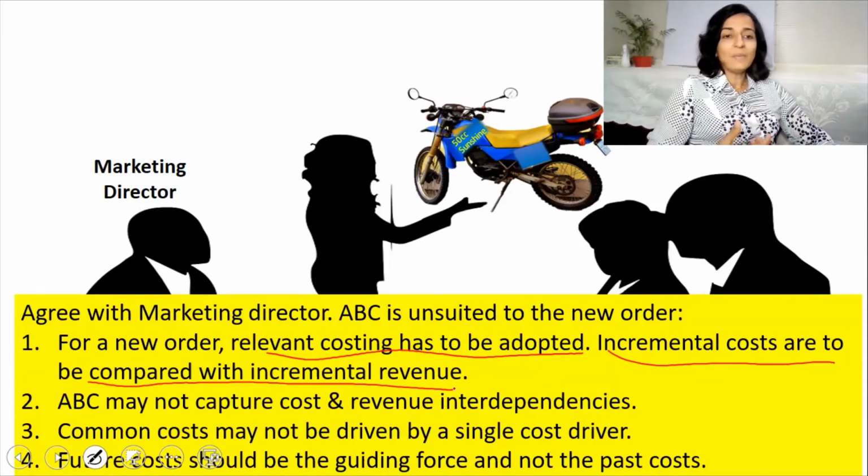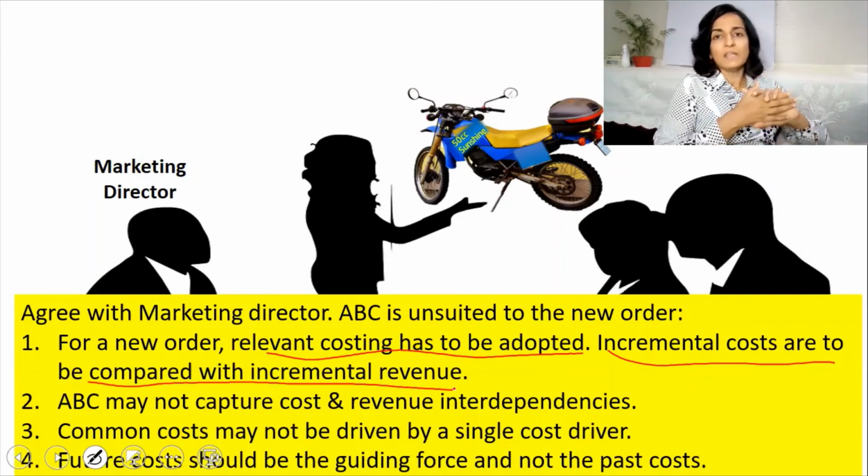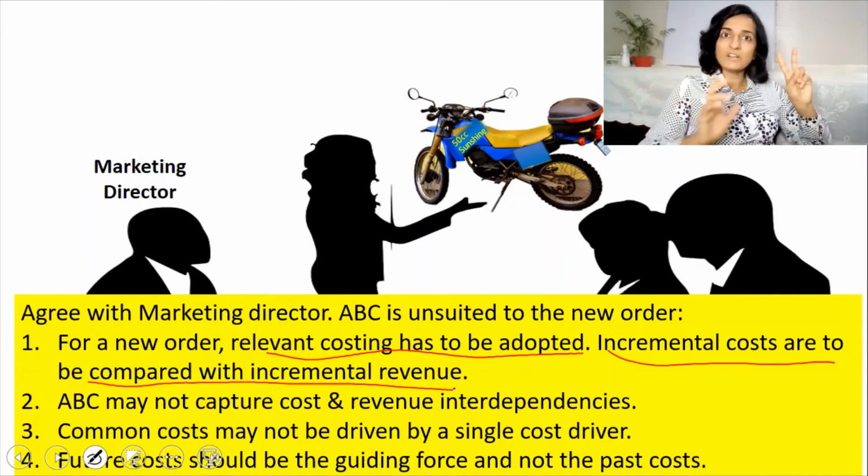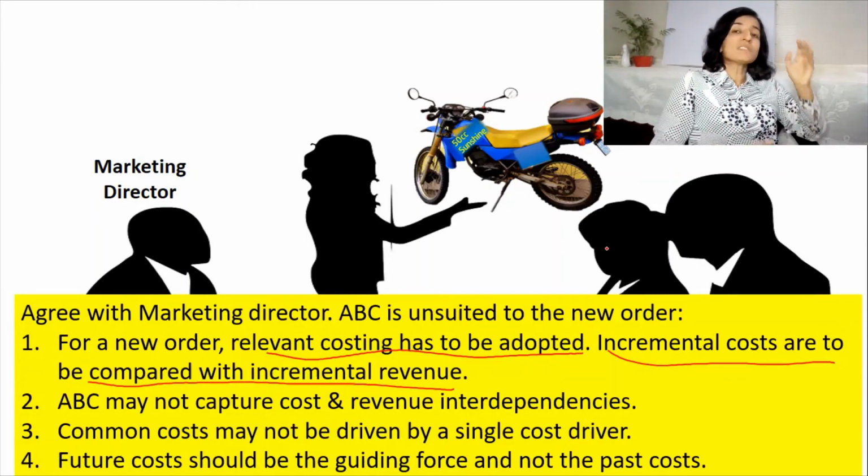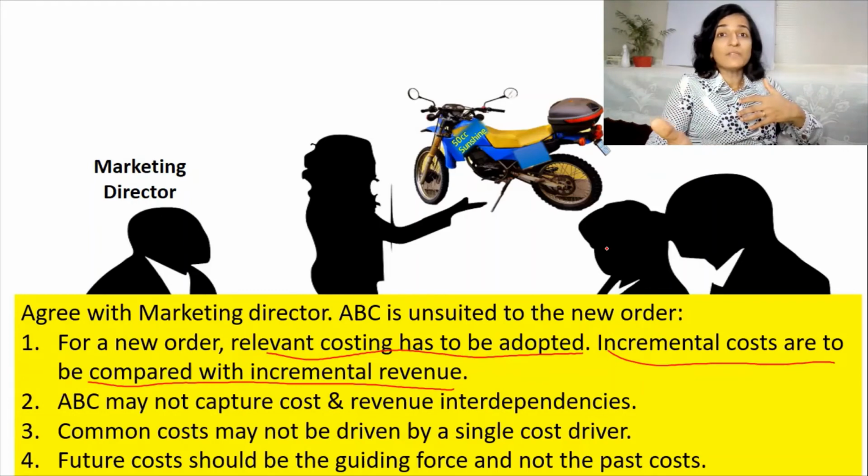The second point, ABC may not capture cost and revenue interdependencies. Now for the new contract, say for the Sunshine, they want an additional fitting. So it involves additional cost and they are willing to pay additional revenue also. So if you look into the past cost, it will not cover this additional cost that we are going to incur for this new contract. So this is what is meant by the sentence, ABC may not capture cost and revenue interdependencies. There may be certain costs and revenue exclusively related to that particular order, so that is to be considered separately. There is no use looking into the past cost which is dealt with by ABC.